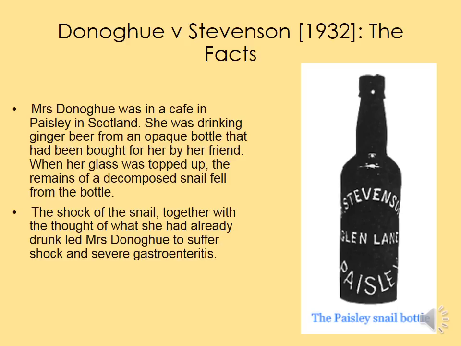The facts of this case: it's from 1932 and it's a Scottish case. Mrs. Donoghue was in a cafe with her friend, and she was drinking from a bottle of ginger beer from an opaque bottle, so you couldn't see straight through it, and this had been bought by her friend for her. She was also eating it with ice cream. The idea is you put the ice cream in, you put the ginger beer over the top. It's very fashionable, sounds disgusting, but apparently it's very nice. She had already eaten and drunk some of her ginger beer ice cream concoction when she topped it up and out fell a decomposed snail.